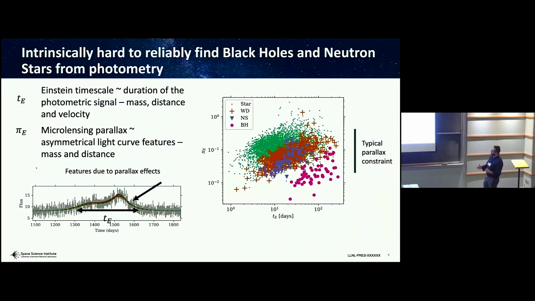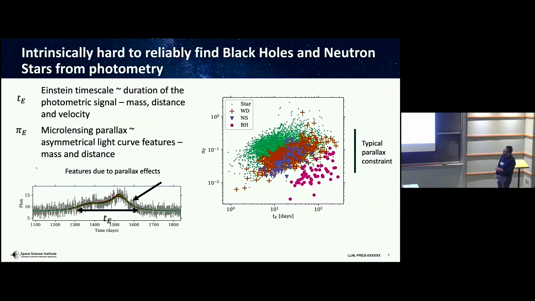I'll try and explain why. This is a plot from a galactic simulation and a simulated microlensing survey, showing where the stars, white dwarfs, neutron stars, and black holes end up in the observation space. This axis is the Einstein timescale, basically how long the event is, which is proportional to the square root of the mass of the lens.